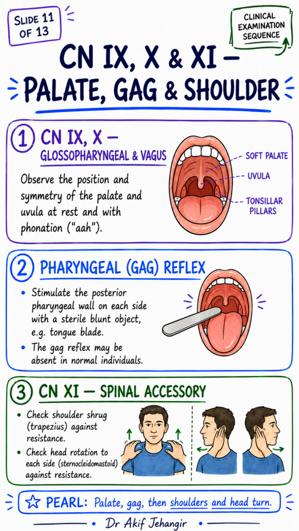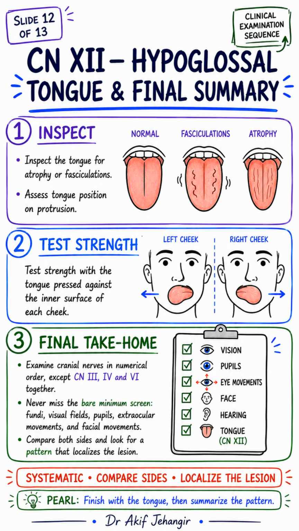For cranial nerve 11, test shoulder shrug against resistance for trapezius and head rotation against resistance for sternocleidomastoid. Finally, cranial nerve 12 is hypoglossal. Inspect the tongue for atrophy or fasciculations, assess its position on protrusion, and test strength by asking the patient to press the tongue against the inner surface of each cheek.